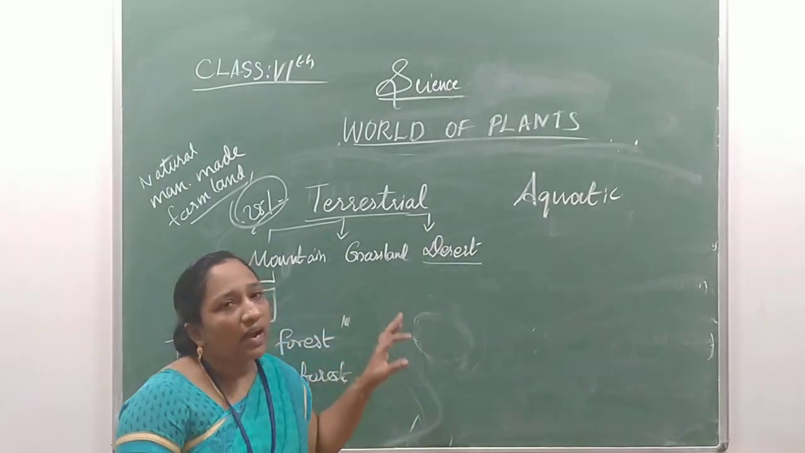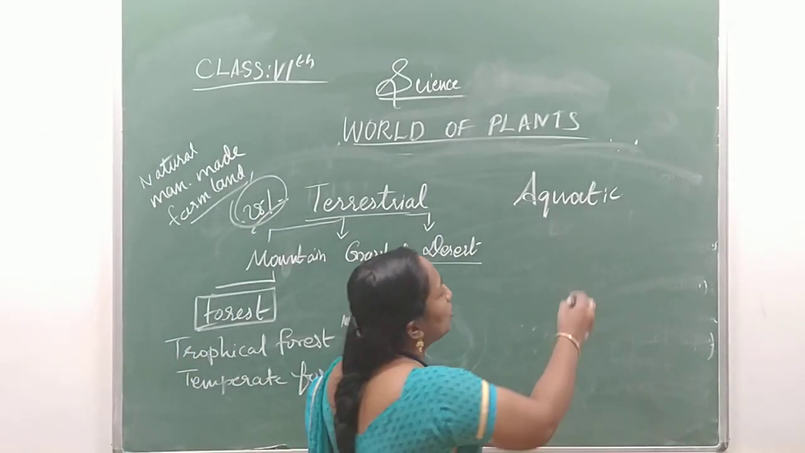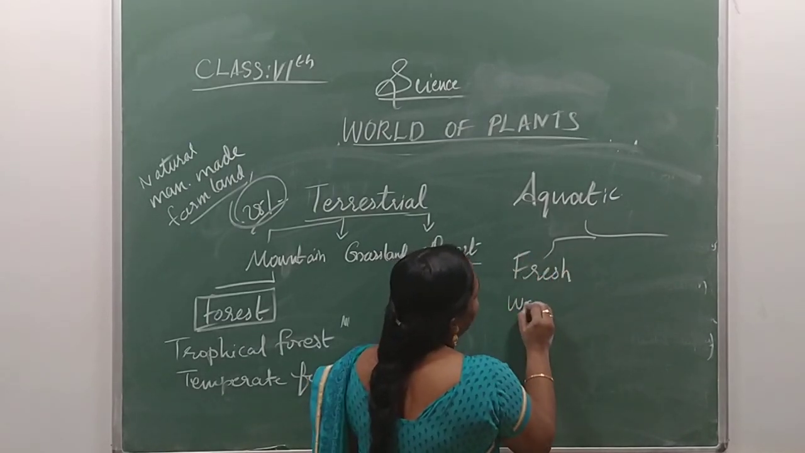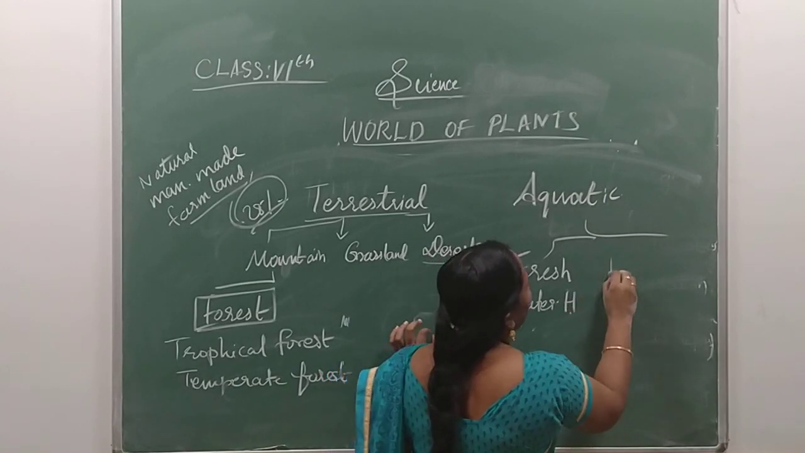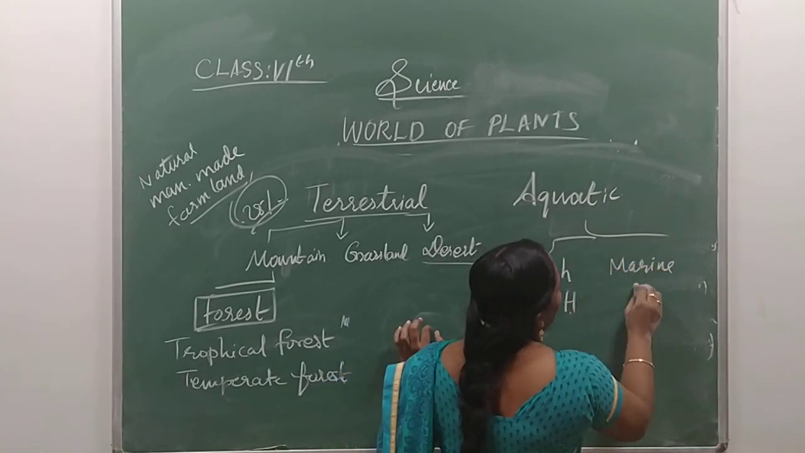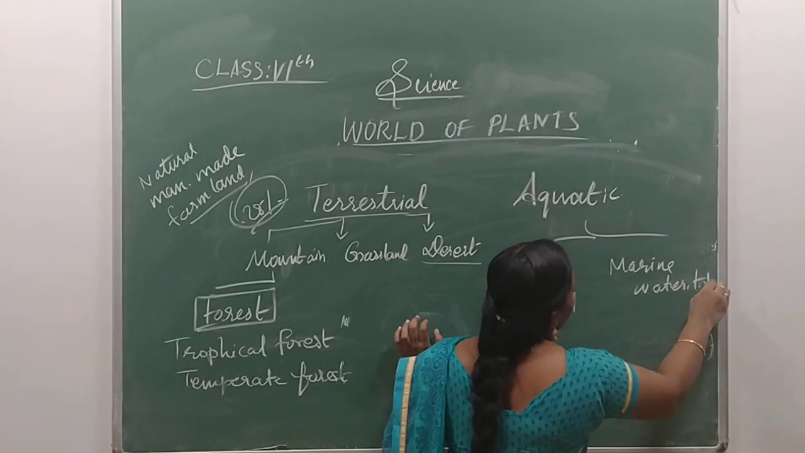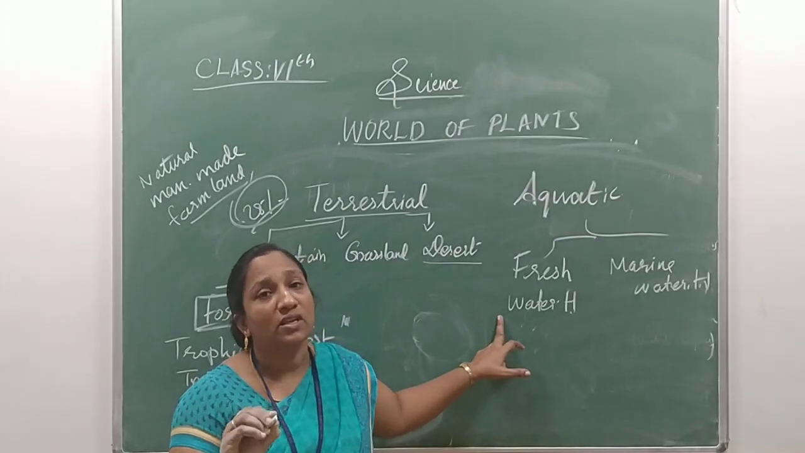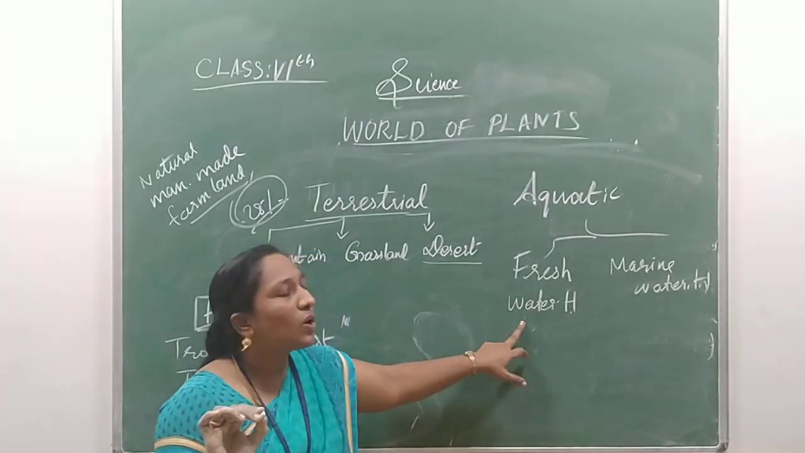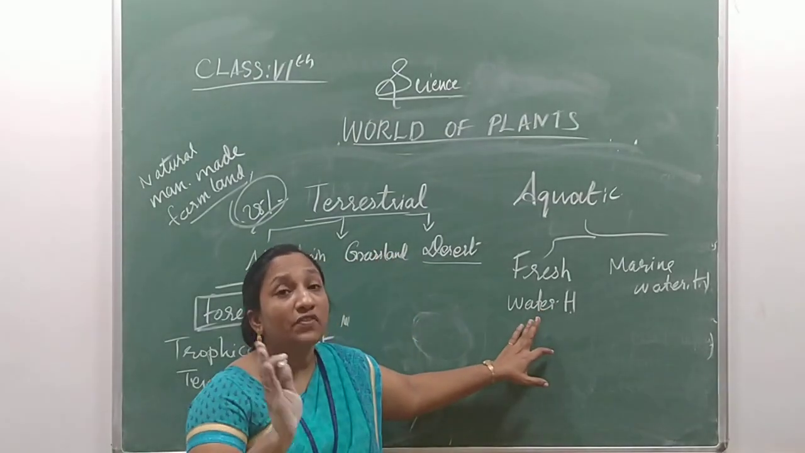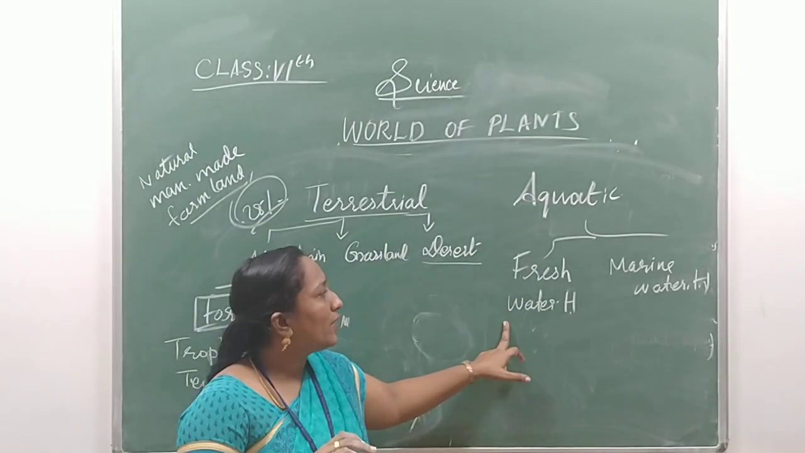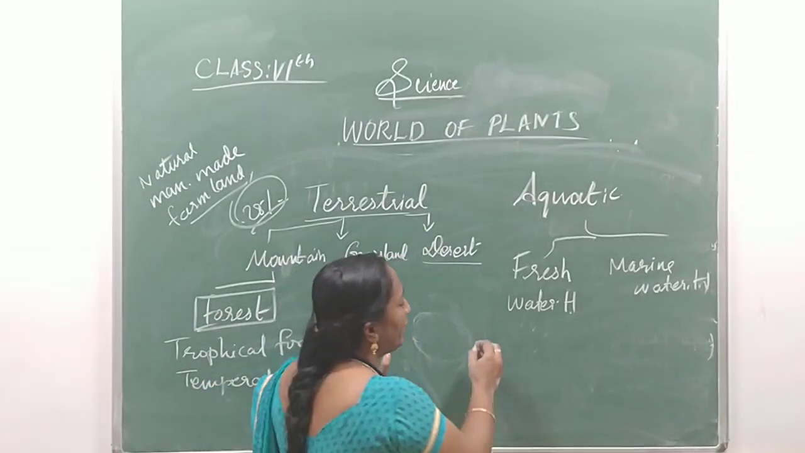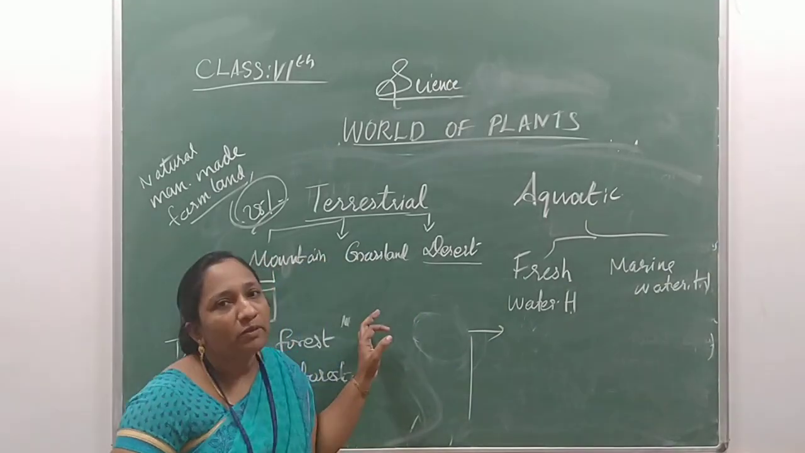Now, aquatic we already learned. What are the aquatic habitats? Two types: fresh water habitat and marine water habitat. Fresh water means it doesn't have any salinity. Salinity, what is salinity? Salt taste. So it doesn't have salt taste. So that is called fresh water. Because of the salinity, the water is divided into two: fresh water and marine water. And then it will be divided into what, Timmy? What are the four types we learned already?